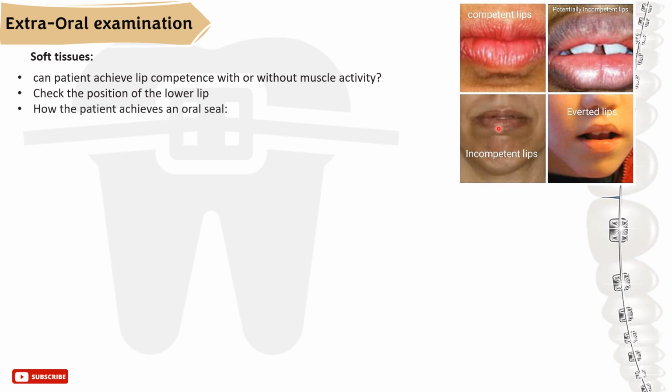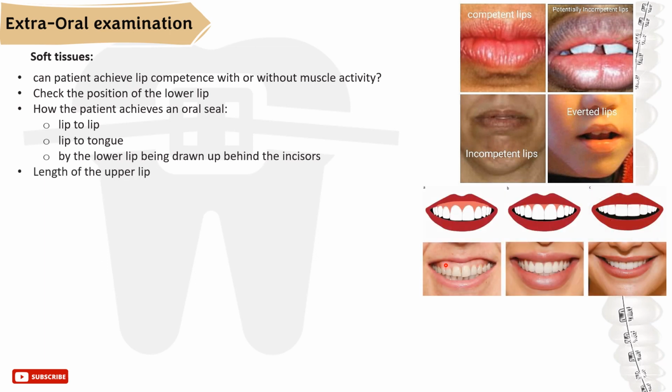Note how the patient can achieve an oral seal. Is it a lip-to-lip seal, which is normal, or lip-to-tongue, or by the lip being drawn up behind the incisors or trapping the lips? Note the length of the upper lip, as it affects the amount of incisor seen and the amount of gingival display upon smiling.